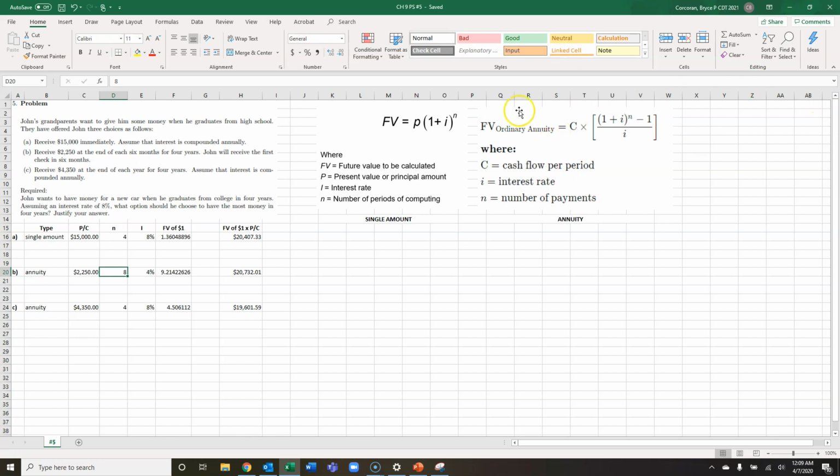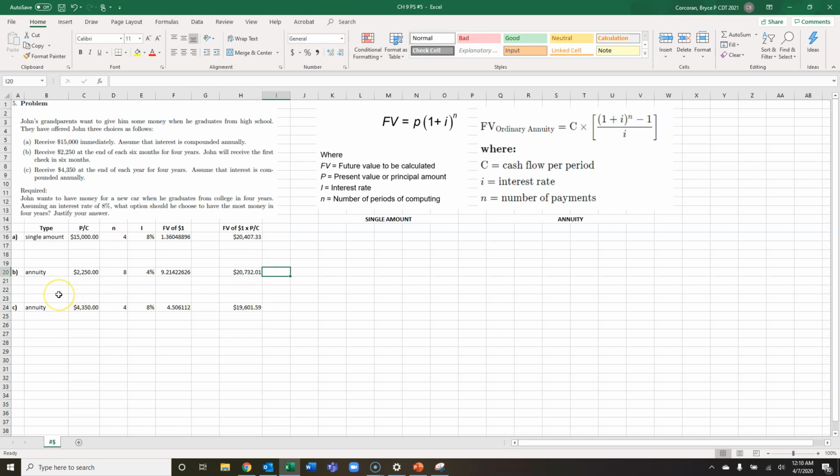So you will then utilize this equation here in order to get your future value of $1. So that would simply be 1 times 1 plus your interest rate, which is 0.04, to the n power, which would be 8, minus 1, over your interest rate again, 0.04. So you can see I did that here, and that'll give you 9.214. And once again, I multiplied the future value of $1 by the principal or the cash flow, and my final answer was $20,732.01.